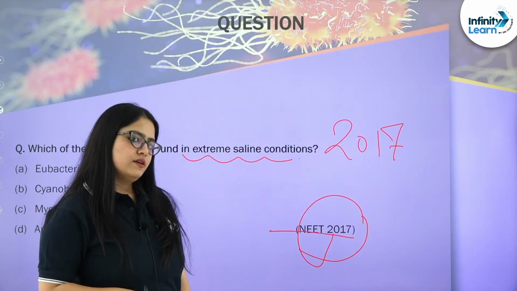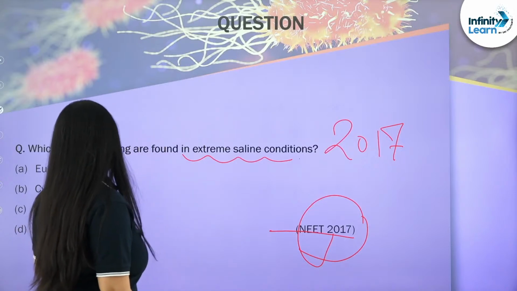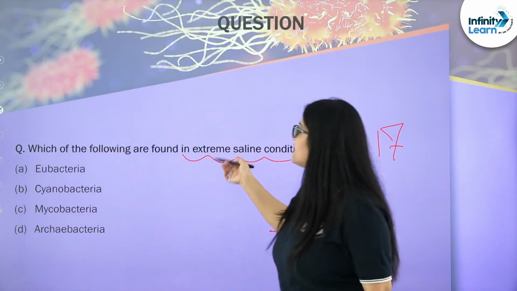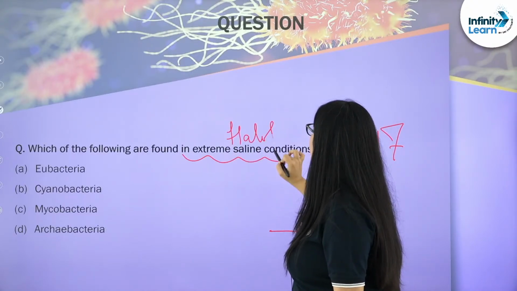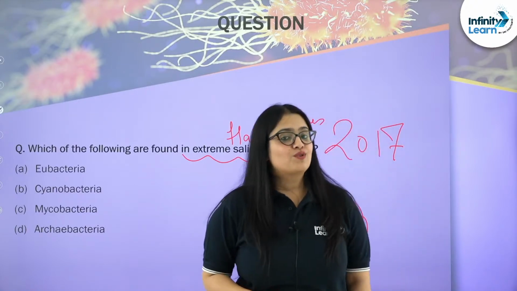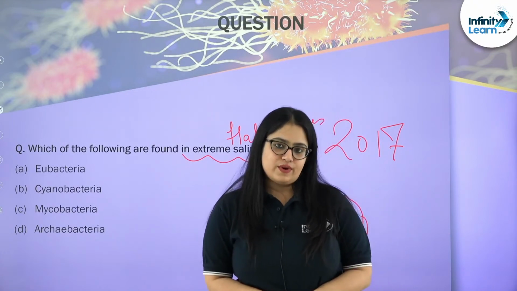NTA asked a question in 2019 related to halophiles, and again the question has come related to halophiles, the ones that are found in extreme saline condition. So what did you note? I want everybody to note that NTA has this habit of repeating questions.